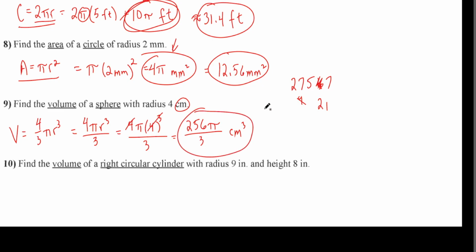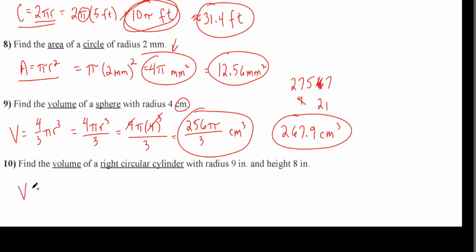If you wanted to, you could go 256 times 3.14, divide it by 3, and you get 267.9. And that would be what? Centimeters cubed. But why bother putting that into a calculator? Would you agree? Yeah, just leave it like that. I'm okay with that. One more and we'll be done.